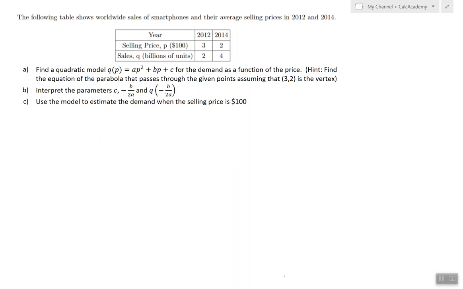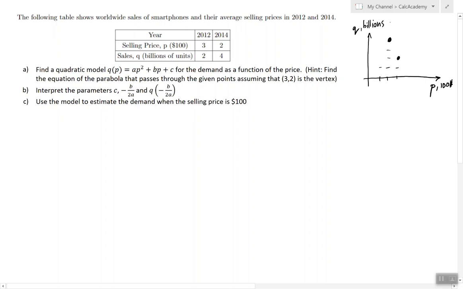In this video I'm going to show you how to find a quadratic model for the given data and use it to answer certain questions. So first we interpret the given data as 2 points on the coordinate plane, (3, 2) and (2, 4). And in this coordinate system the input variable is the price measured in hundreds of dollars, and the output is the quantity measured in billions of units.